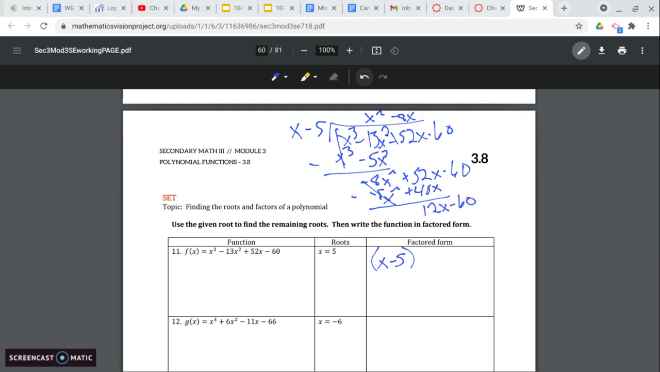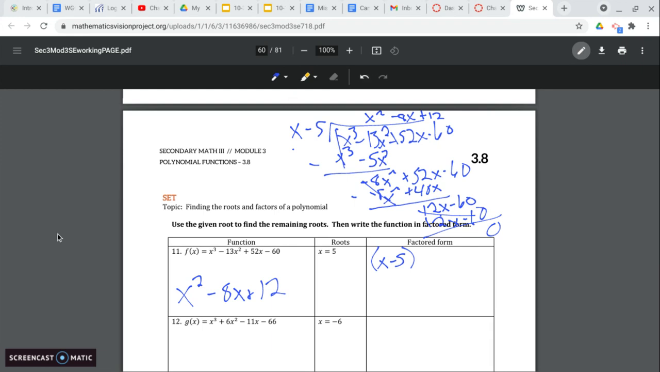What do we have to multiply x by to get to 12x? Well, we multiply it by a positive 12. So the quotient is x squared minus 8x plus 12. That'll give us the 12x. Negative 5 times 12 is negative 60. It'll all cancel, and we're left with 0.